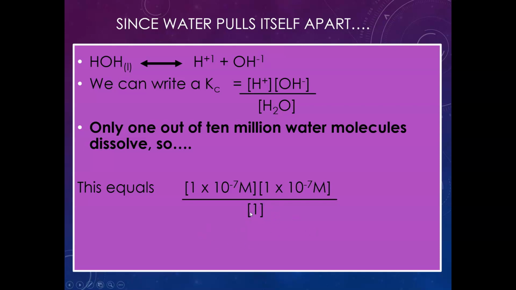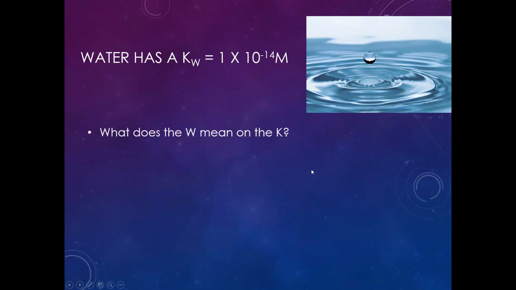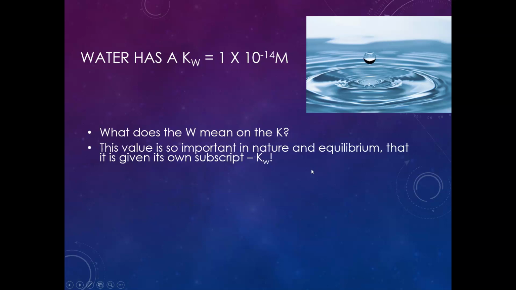So our equilibrium, if we say, okay, I have 1, then we would set up our ratio for the hydrogen ions. The hydroxide ions, we're going to have the same number, 1 times 10 to the negative 7th of those. And so our equilibrium constant for water is 1 times 10 to the negative 14th. So what does that W mean on that equilibrium? It means that this is so important in nature and in equilibrium that it is given its own subscript.